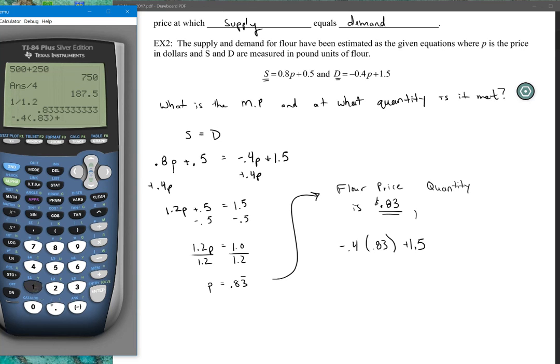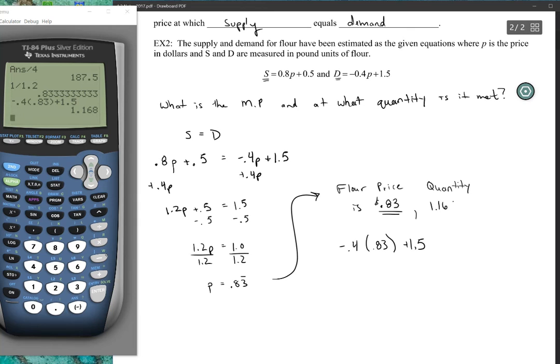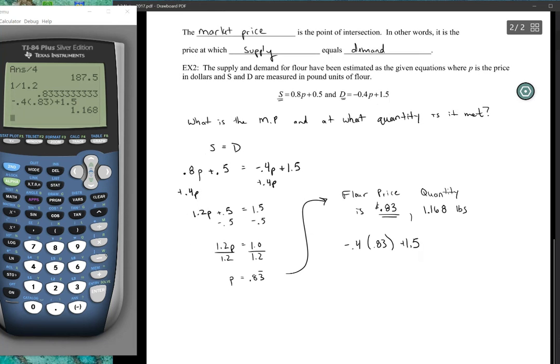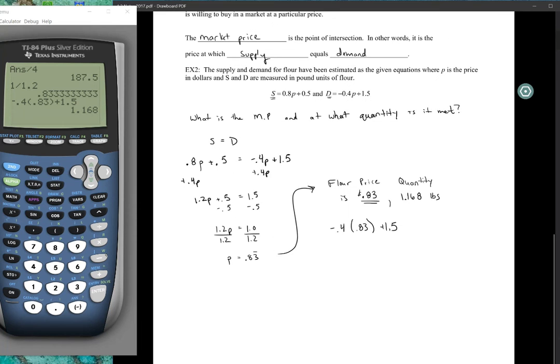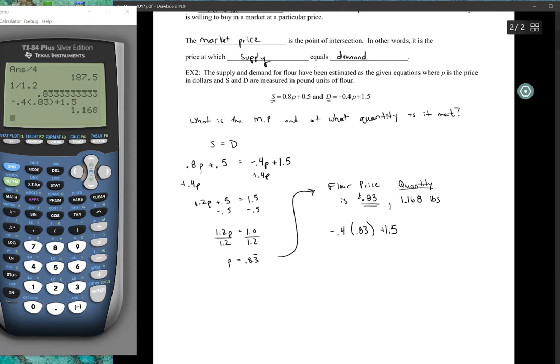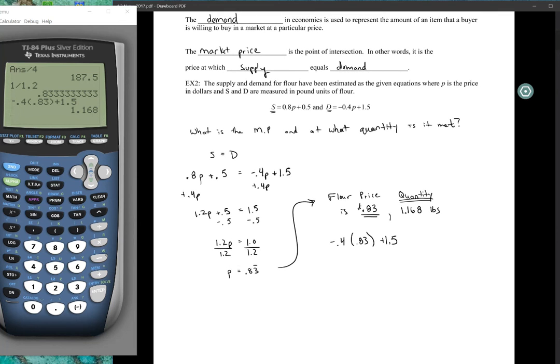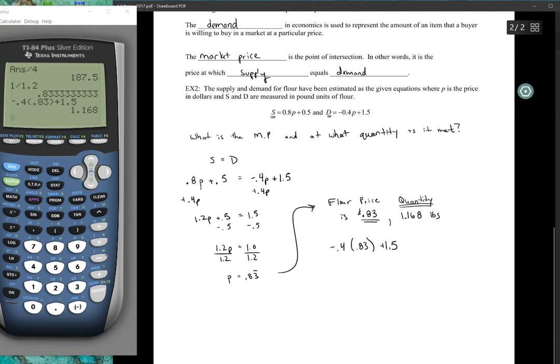So negative 0.4 times 0.83 plus 1.5 yields about 1.168 pounds. Okay, so 83 cents per about 1.168 pounds. That's really about it for market price. So remember that quantity, or the amount of things, is found after substituting. Price is always your x value, and that's really it. Market price, supply and demand, and the general idea with breaking even. So good stuff, guys. Try out the practice problems that follow and check your work.